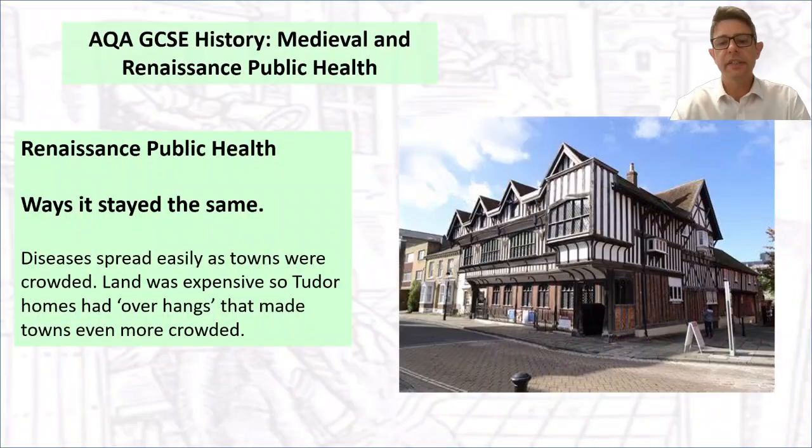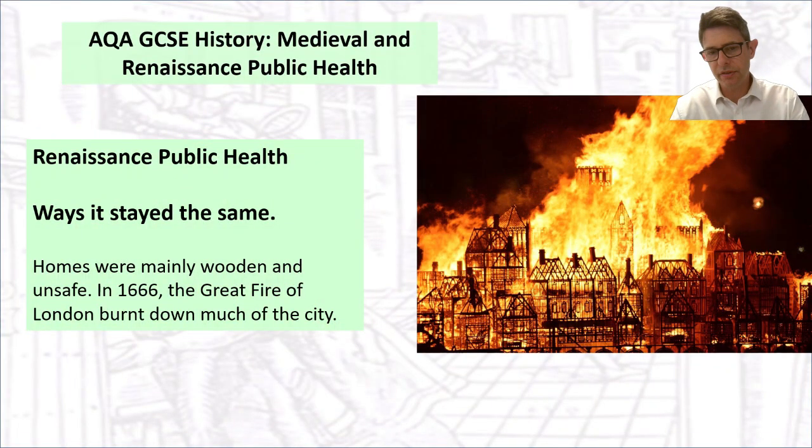The crowded nature of these towns meant that land was very expensive in Tudor times, so overhangs developed, which actually made the situation worse. The streets could be very narrow, and the idea of people being crammed together felt more intense. Also, houses weren't built very well, so many of them were still made out of wood, which was unsafe. And this was shown by the Great Fire of London, where much of the city burnt down due to the wood frame buildings.